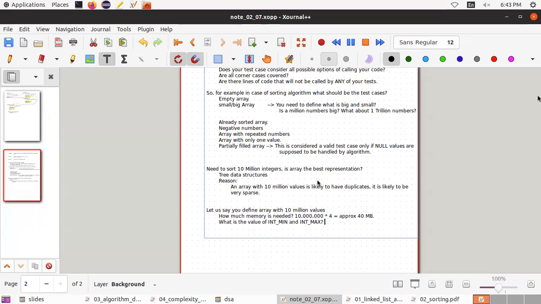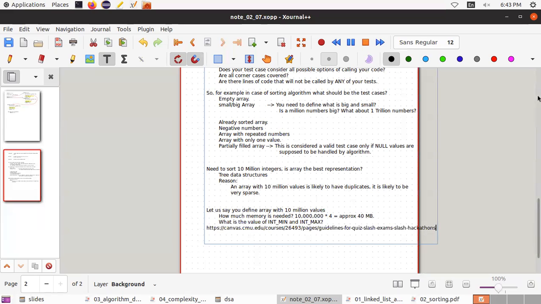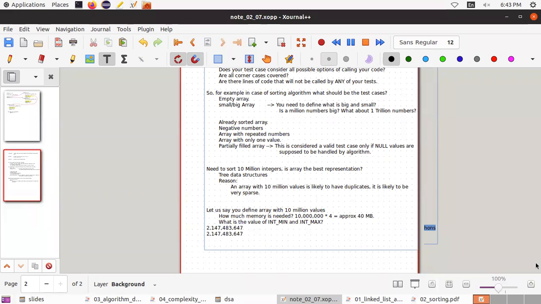So this is the value of int max. So the value of int max is this. I think it's around 2 billion. Right. And int min is the negative of the same thing. It just has one additional value at the end.